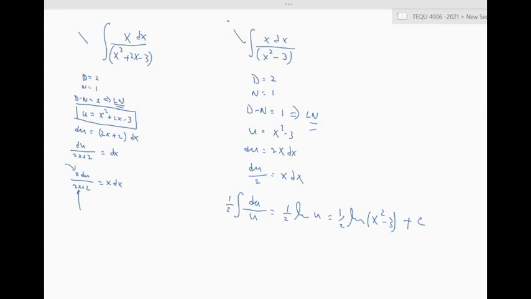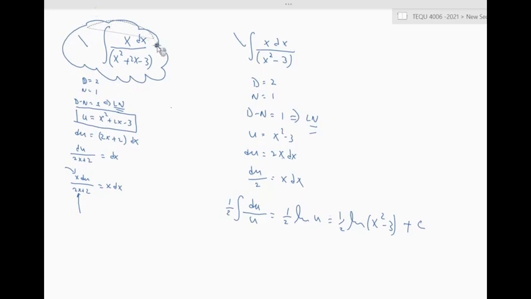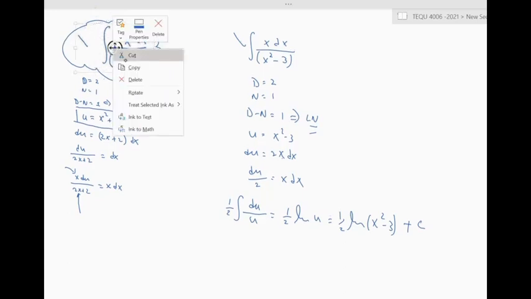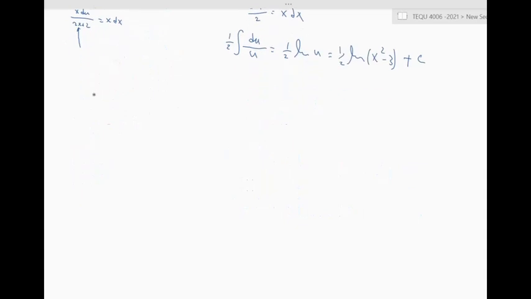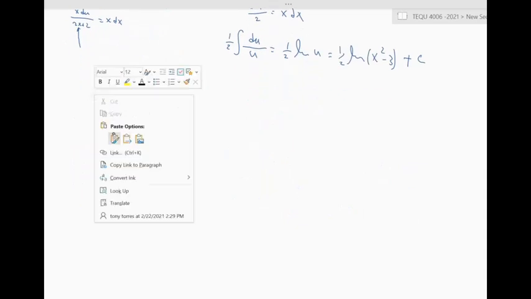Now, the problem here is that I cannot separate the variables between the x and the u, and that created a problem. So I have to use a different technique to deal with this. Let's see what technique we can use. So let's copy that again, and let's see the new technique that we're going to learn when things don't go the way we want. Let's put it right here.